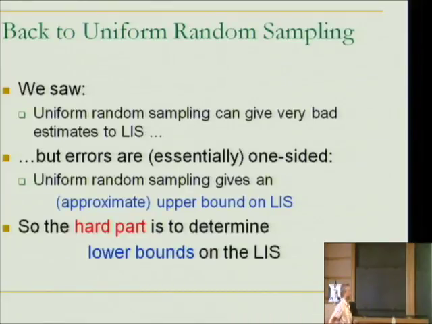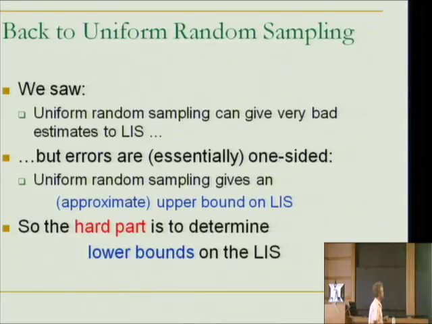When we did random sampling, the problem was that our sample looked completely sorted, but in fact it wasn't. You look puzzled, Paul. Since you can get an upper bound, the only thing left is to get a lower bound.